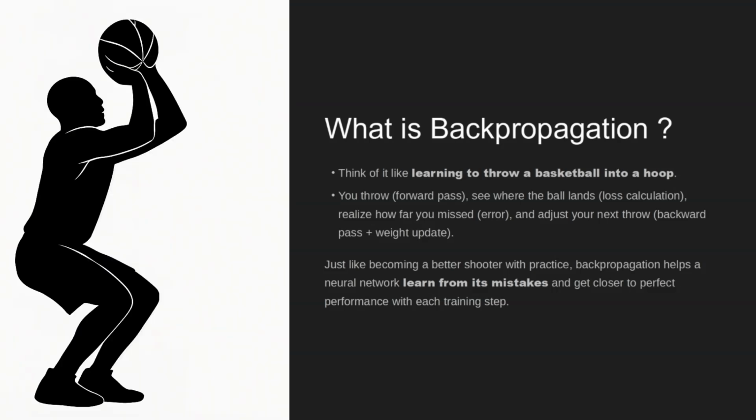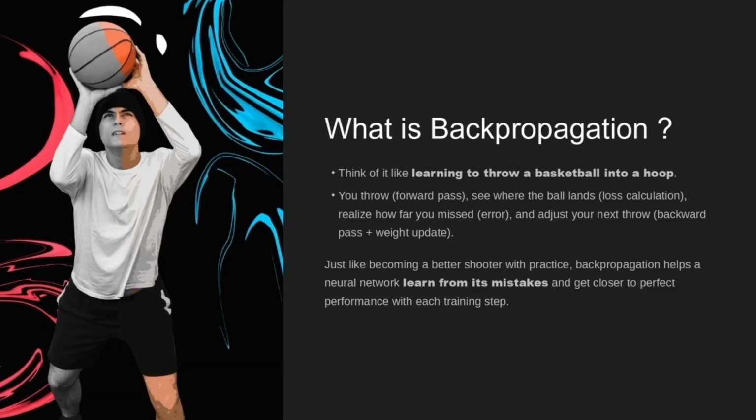Finally, you adjust your technique. Maybe you throw harder or aim a little higher and try again. That's the weight update step. Just like becoming a better basketball shooter with practice, backpropagation helps a neural network learn from its mistakes and get closer to perfect performance with each training step.